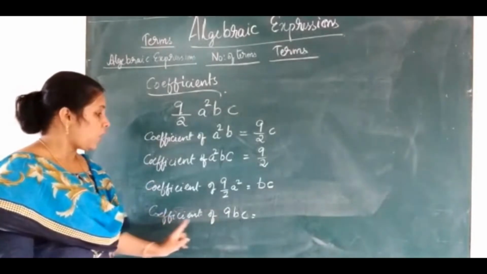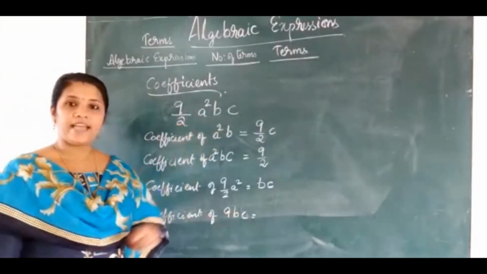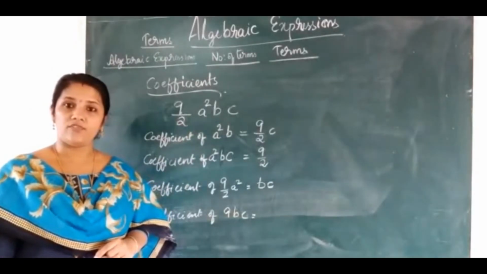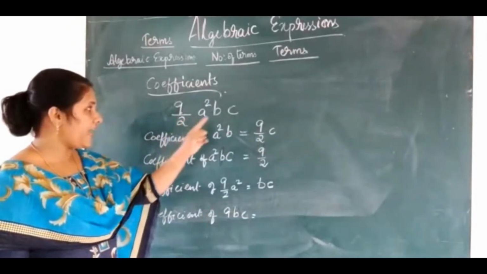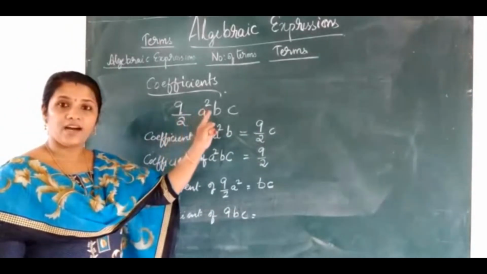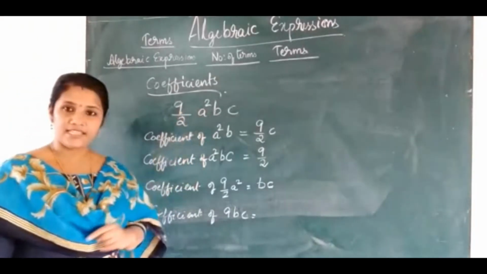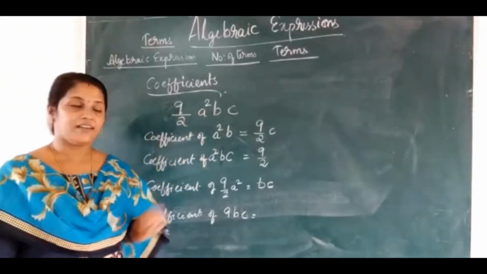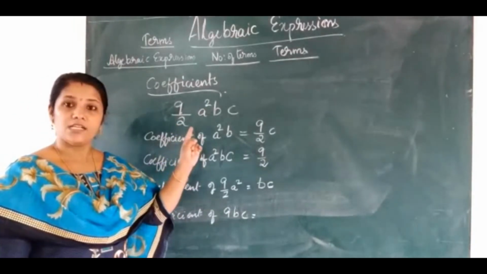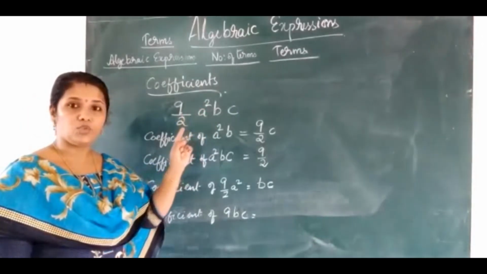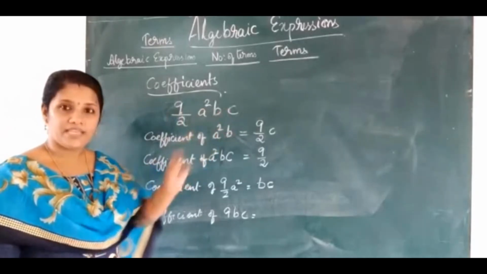Then the coefficient of 9bc. Look at the expression. What is the coefficient of 9bc? Yes, 9bc. What are the remaining factors? A square is the remaining factor. Yeah, here in the denominator also the 2 is there, right? So a square by 2 is the coefficient of 9bc.